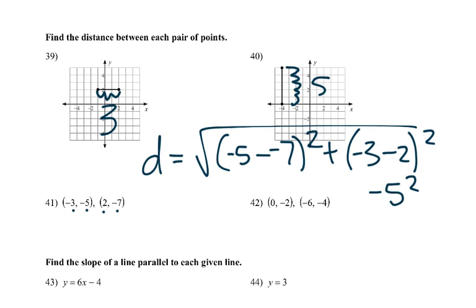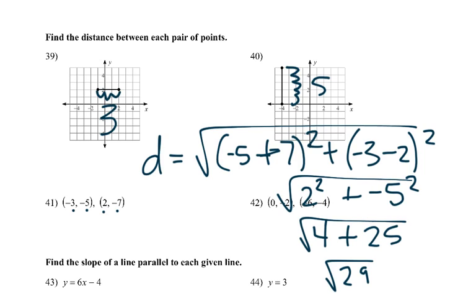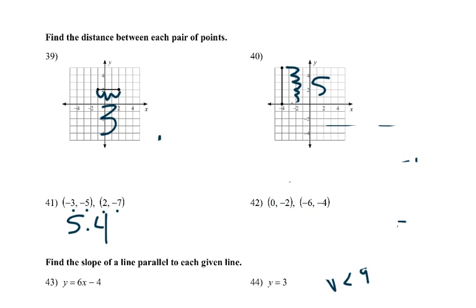So negative 5 squared would become 25. That would be plus negative 5 plus 7 would become 2 squared, which would be 4. So we'd have the square root of 29, which would give us about 5.4. Okay, so that distance formula is one way we can do it.